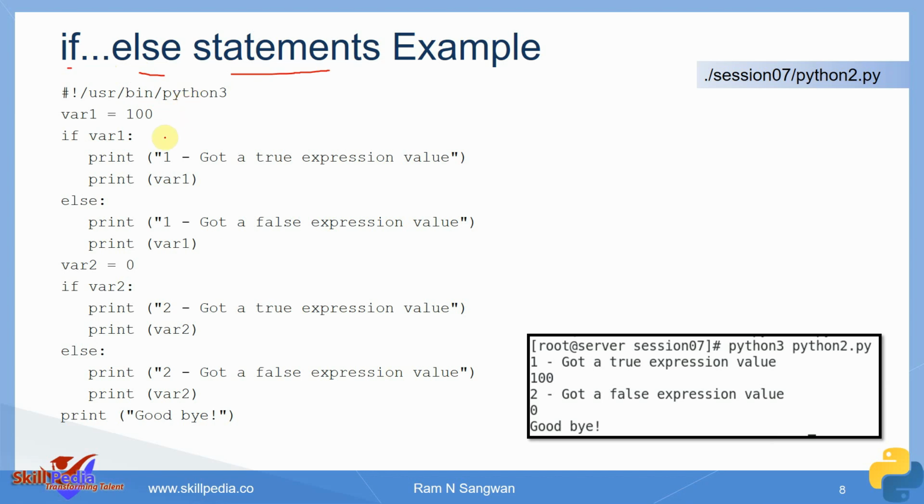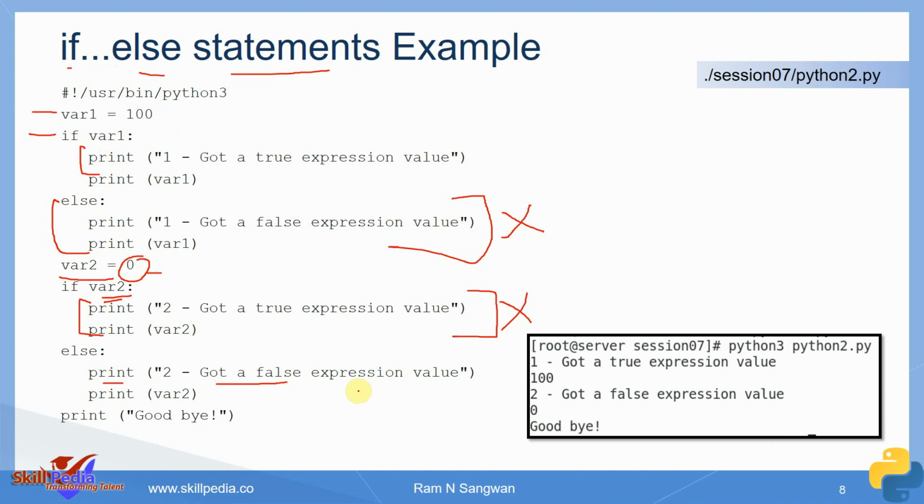I demonstrated this also. Var1 is 100; if var1, execute this, else execute this. In our case, the else is not executed. Var2 is 0. If var2, which is false, this will never be executed, because var2 is false. It is 0, and 0 is treated as false. So print, we got a false expression.